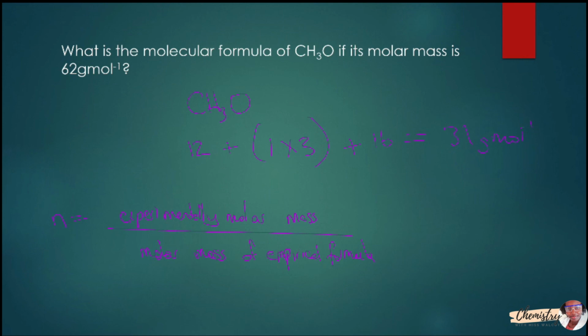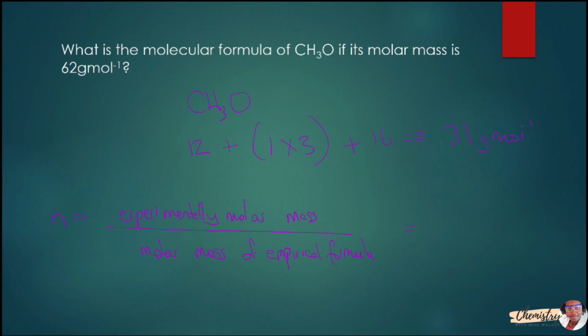Next, we'll find how many times the empirical formula is repeated to form the molecular formula. We do this by dividing the experimentally determined molar mass by the molar mass of the empirical formula. The experimentally determined molar mass is the one given in the question, so that's 62, and we're dividing that by the molar mass of the empirical formula, which is 31, and that gives us a factor of 2. Our molecular formula is therefore C2H6O2.